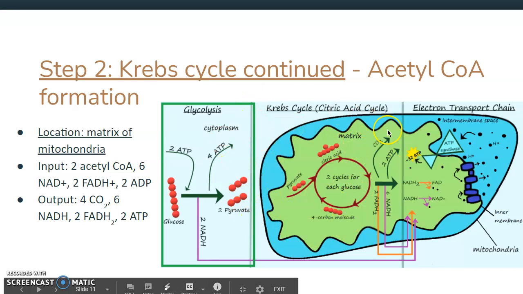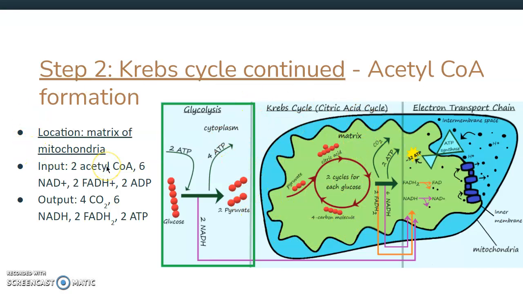It's still in this part of our citric acid cycle, our Krebs cycle, but what we need to do is take our two acetyl-CoAs, which were created in our first few steps. We'll talk about the details of that. And then we'll create some more carbon dioxide, 6 NADH, 2 FADH2, and 2 ATP.